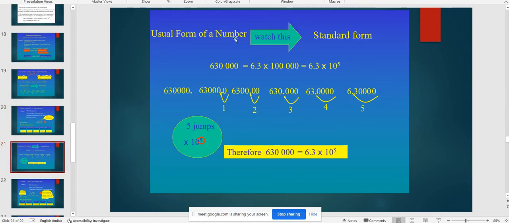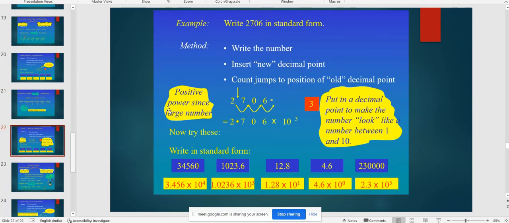Now, usual form of a number to standard form. Same thing here. At the end, the point we have to shift to the left side. If you shift 5 places left, then 10 to the power 5. So like that we can calculate and write in standard form. Write this in standard form.